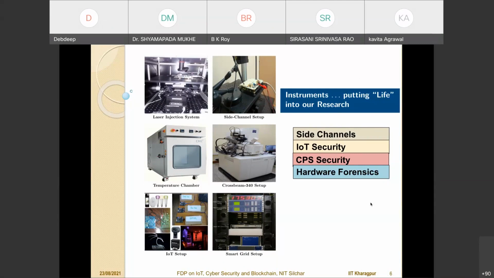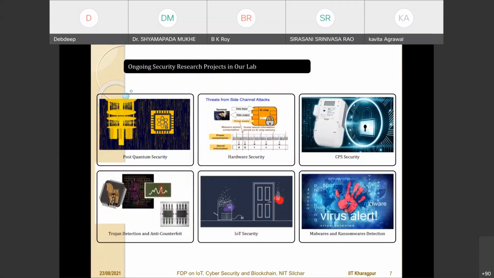Recently, we are trying to work in hardware forensics, where we have established a scanning electron microscope and a FIB, which is a very powerful instrument to look inside your IC chips at a resolution of 10 nanometers, and we are trying to build on that to develop techniques for hardware forensics. We also have a laboratory for IoT setup, where we look into the various vulnerabilities that IoT devices can have. Recently, we are also venturing into cyber physical system security. Here is a picture of a basic smart grid setup that we are trying to build up. So there are various ongoing security projects in our laboratory.